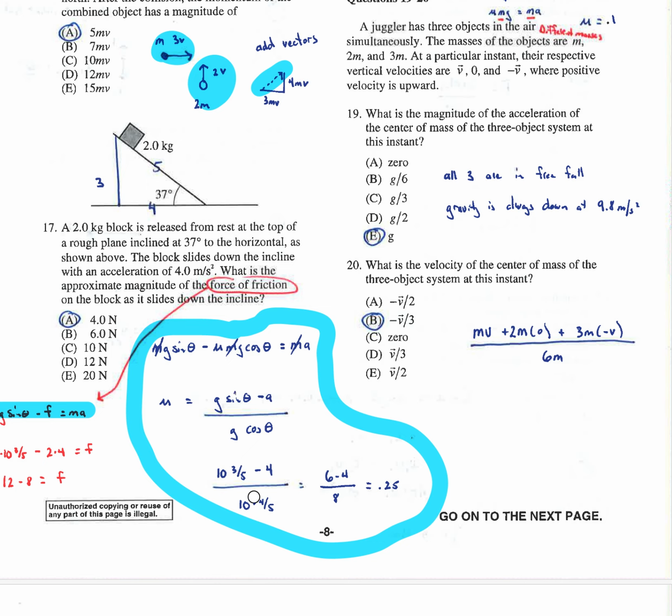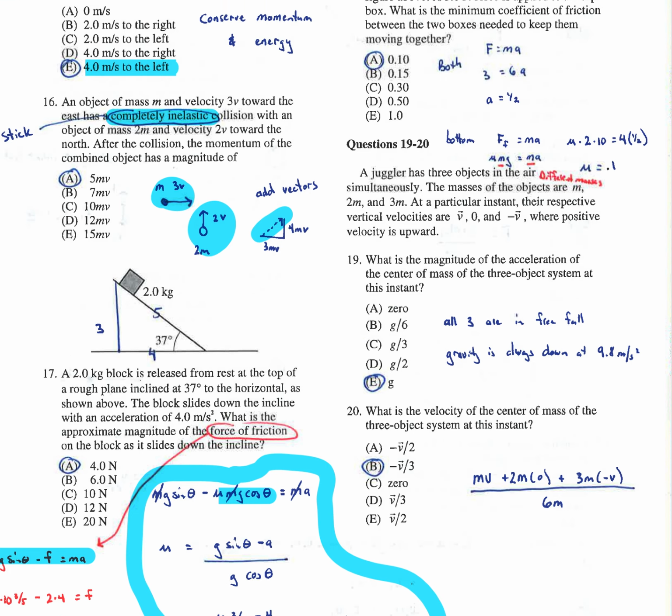Again, this is correct. It's just overdoing it a little bit. You don't actually need the coefficient of friction. You just wanted this entire term. So instead of mu mg cosine theta, just put Ff and then solve.